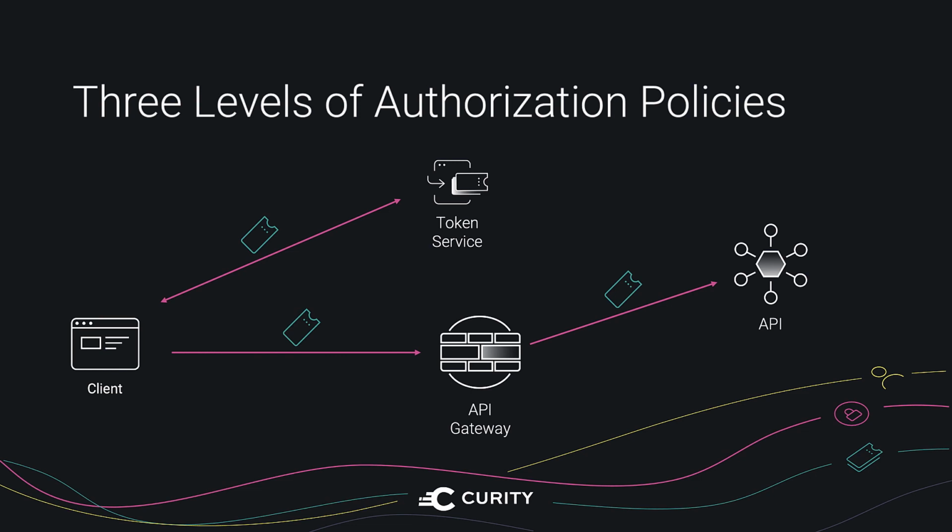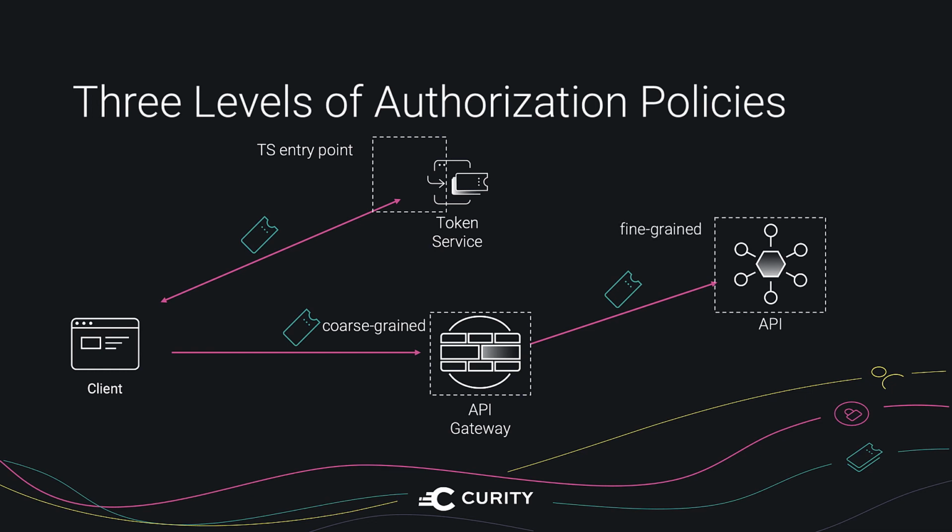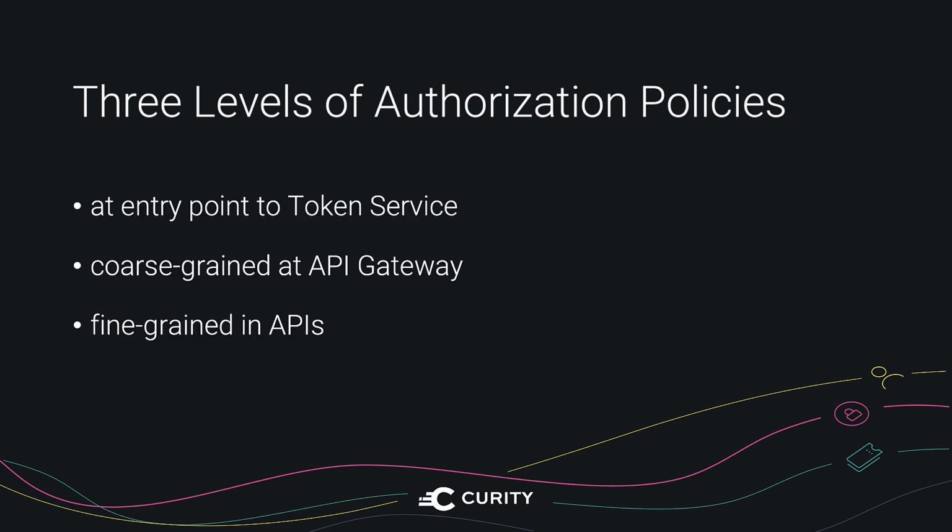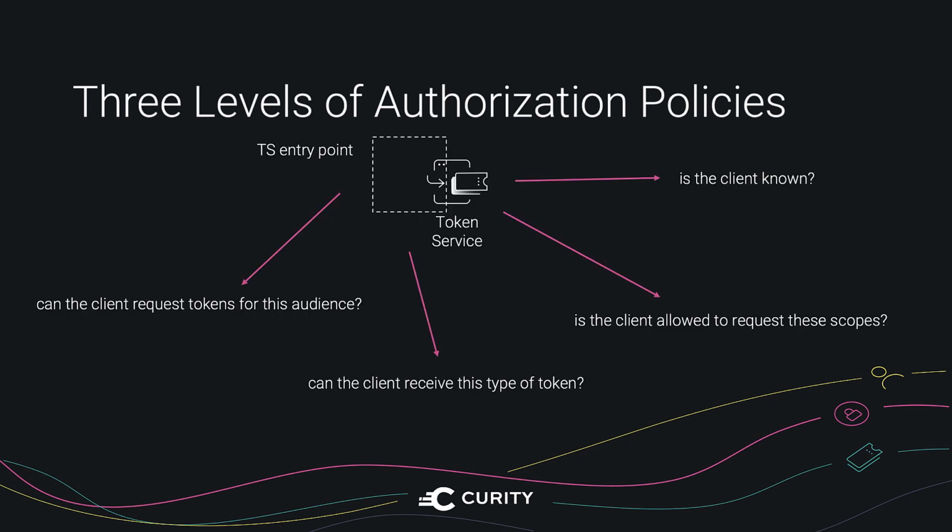In this flow, we can observe 3 levels of applying authorization policies. The first level is at the entry point to the token service. The second one is a coarse-grained validation performed by the API gateway, followed by a fine-grained validation which happens in the API itself. So 3 levels of authorization applied in different parts of the system: the token service, the API gateway with coarse-grained validation, and the API service with fine-grained validation. At each of those points, different authorization policies are applied.